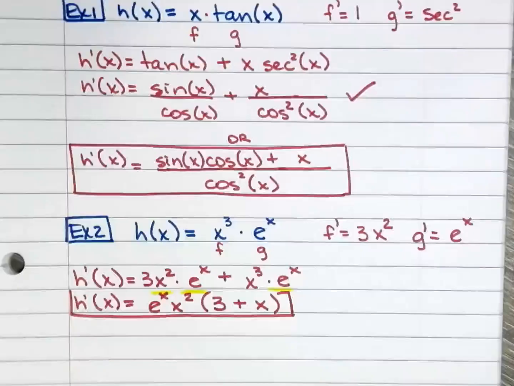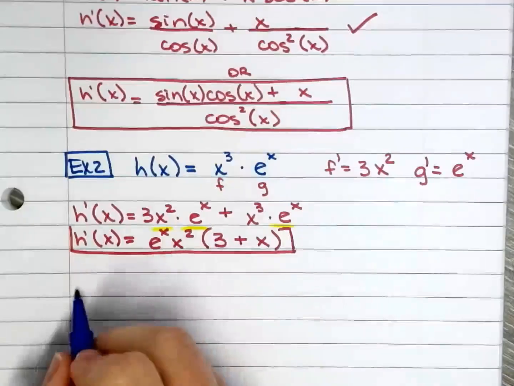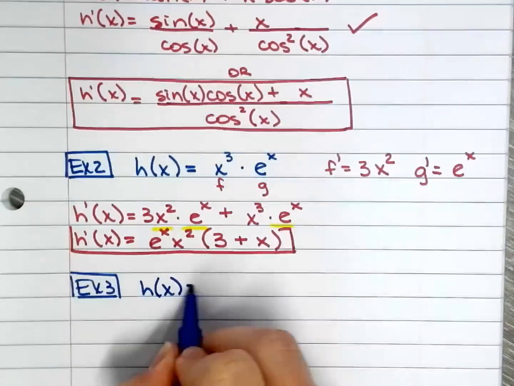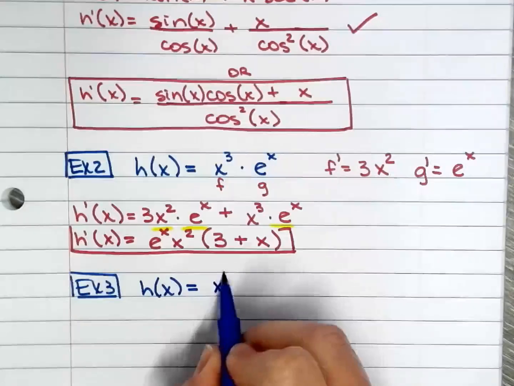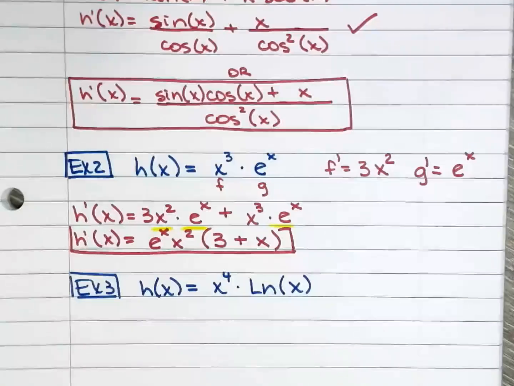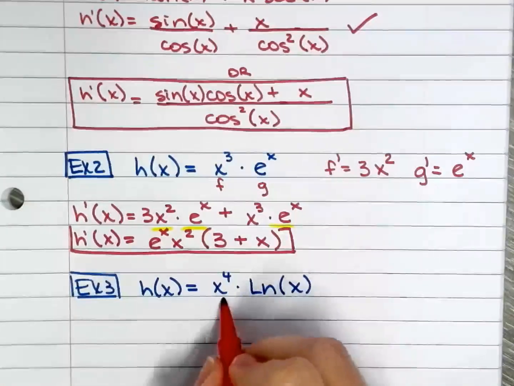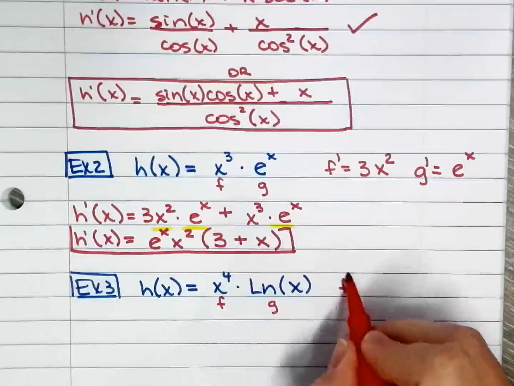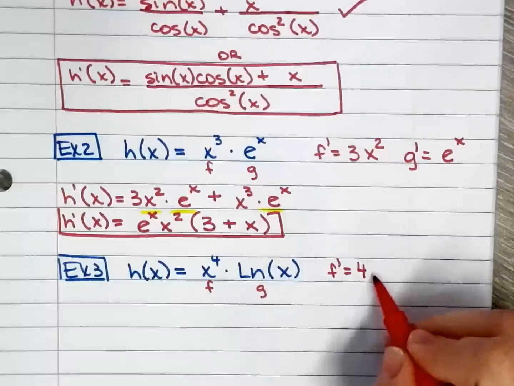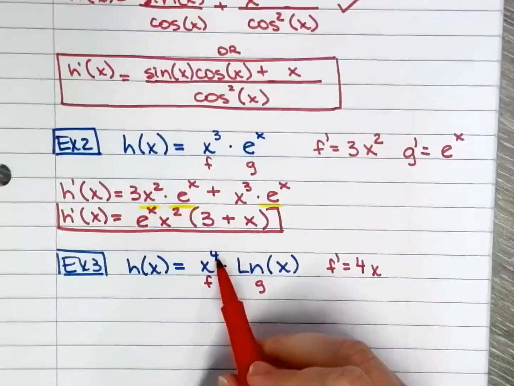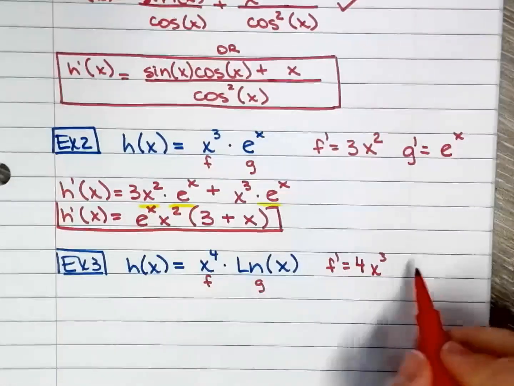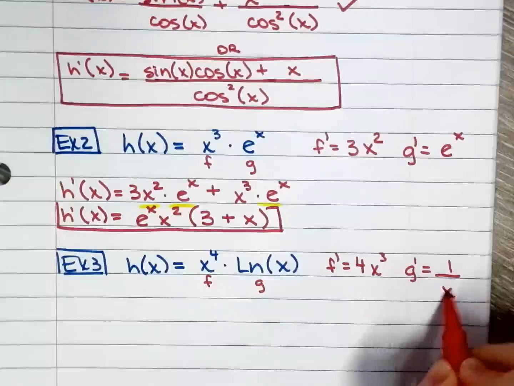Now the next one, let's throw some natural log in it. So for example 3, we have h of x with x to the 4th power times natural log of x. So let's say this is f, this is g, f prime, just like what we did in example 2. Power rule, so 4 goes in the front multiplying, and then you drop 1 from the exponent, make that 3. And then the derivative of natural log is just 1 over x.